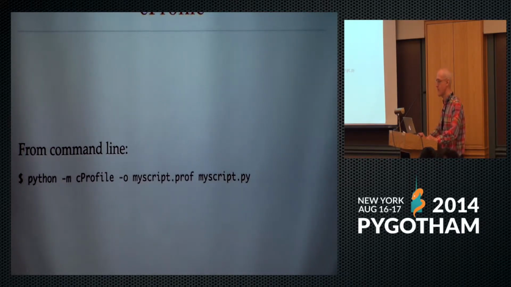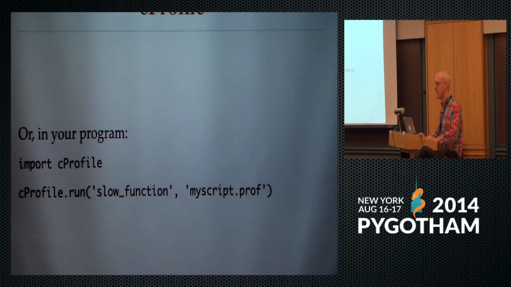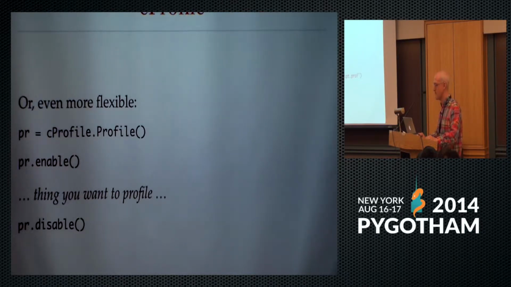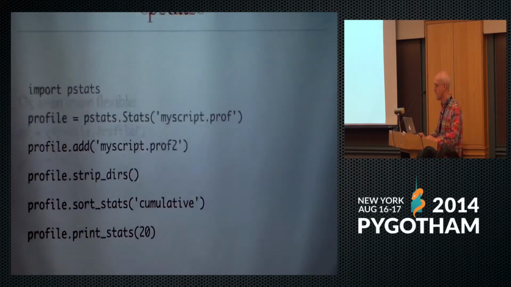This is how you invoke cProfile. If you have a command line script, you can just run it like this. You can see the -o option I'm using there is telling it which file to write the output to. You can also call it from inside your program. Here I'm saying run this function and write the output to this file name. And if you need even more flexibility than that, you can just load up a profile object, tell it to start profiling, do your work, and then tell it to stop.